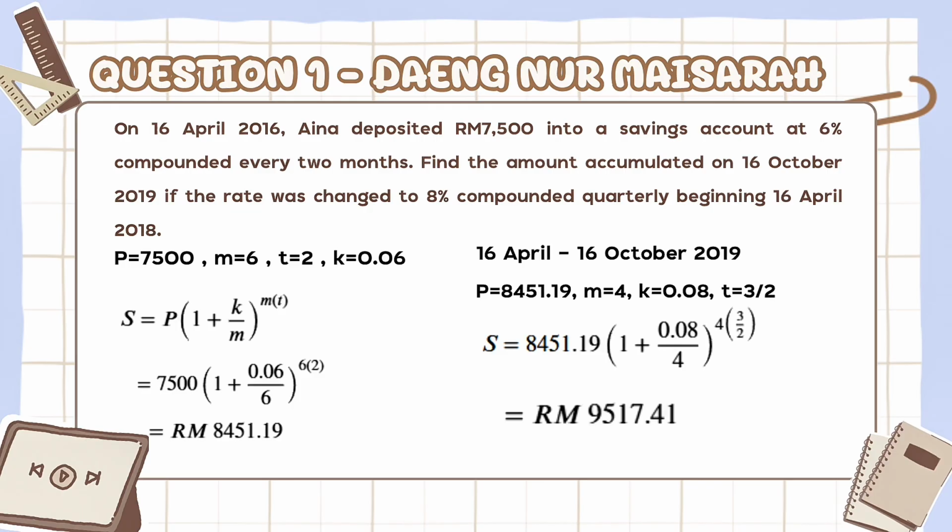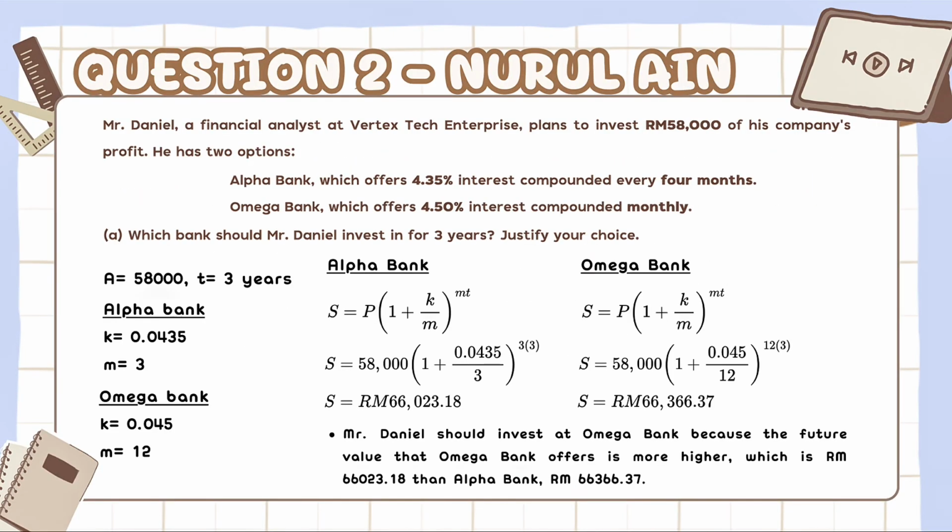8,451.90 cents. Step 2, we need to find the amount from 16 April until 16 October 2019. P is equal to 8,451.19. M is equal to 4 because compounded quarterly. Then K is equal to 0.08 and T equal to 3 divided by 2. After that, substitute into the formula and you will get RM 9,517.41 cents.